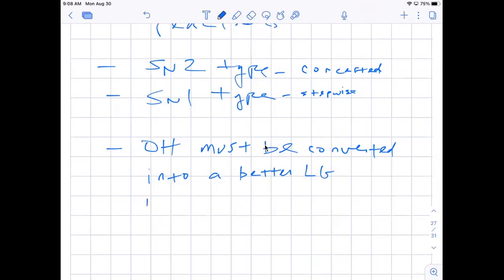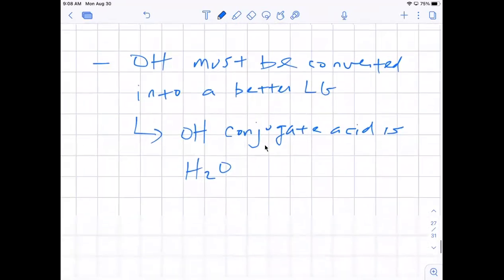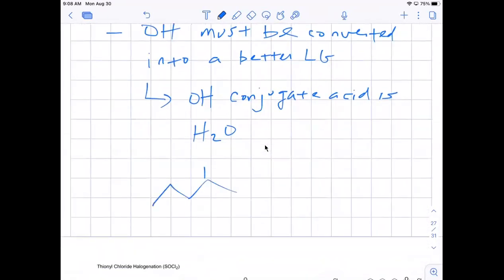So for OH, the conjugate acid is water, right? The conjugate acid is the conjugate base plus a proton, if you remember the acid-base chemistry that we learned in part 1. So if I was doing a simple substitution reaction with OH as my leaving group, it would leave as the hydroxide anion. And this is a very poor leaving group.